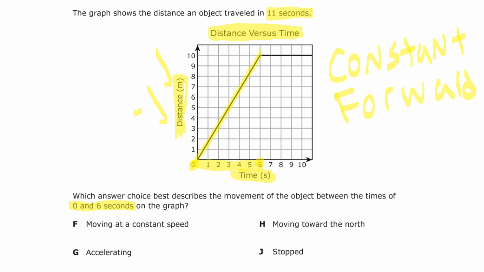Let's look at our choices. So F, it's moving at a constant speed. Well, if you paid attention, you should kind of get the answer to this one pretty easy, right? Let's look at G. It's accelerating. Well, we only said we can use acceleration when we're talking about a speed graph. So technically, you're not even supposed to be using that word. So that's wrong. H, moving towards the north. Okay, this has nothing to do with direction. We don't have a compass rose. We don't know if this guy's going east, west, whatever. We do know he's going forward, though, or whatever this is, it's going forward.